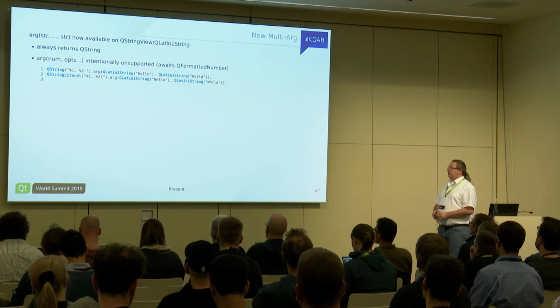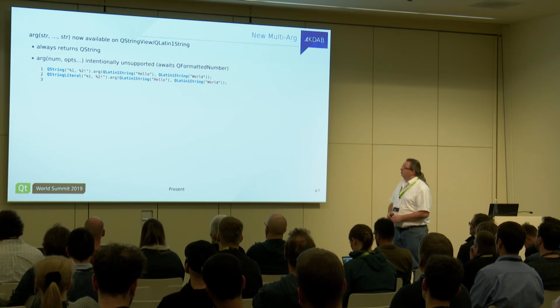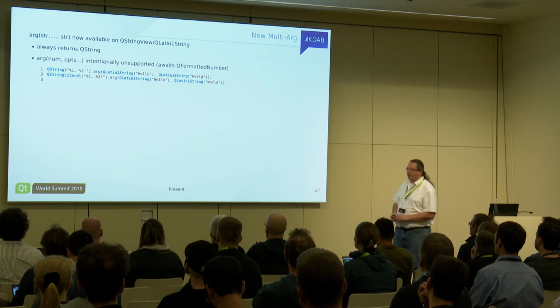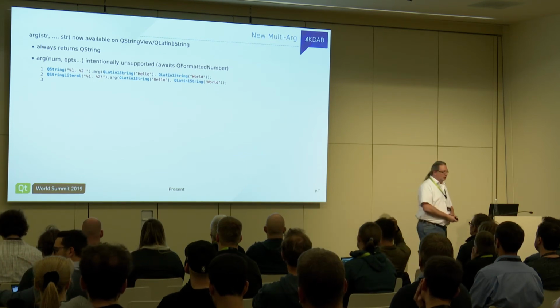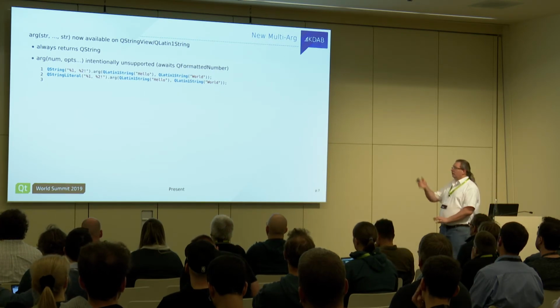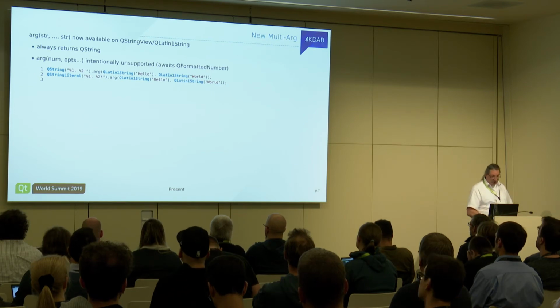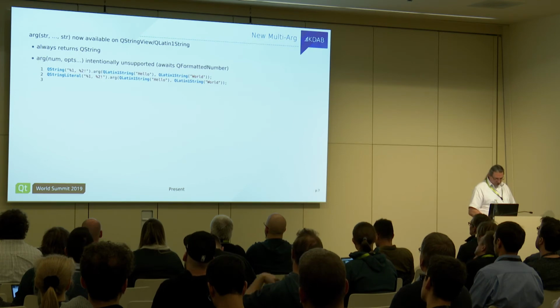So the unary args are currently intentionally unsupported because we are awaiting that new feature, QFormattedNumber, which will then tie in with the multi-arg. More on that later. So this here, those two lines still work and have been working for quite some time already.